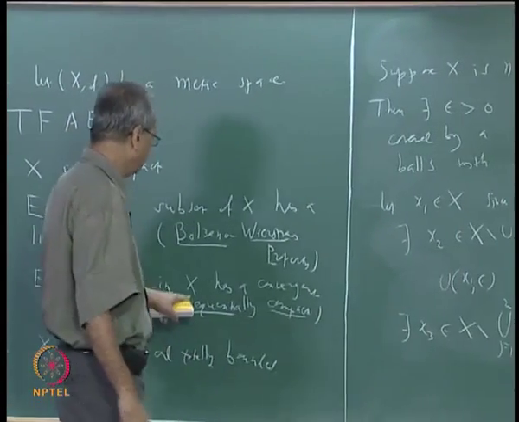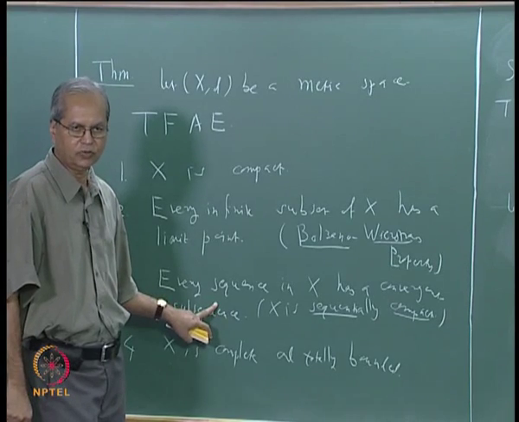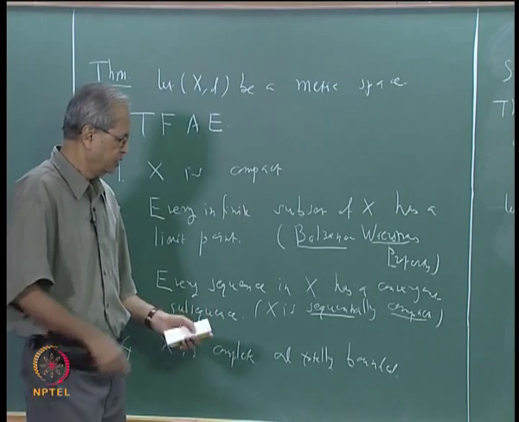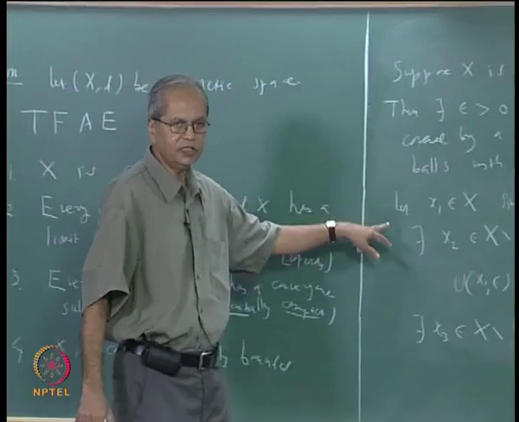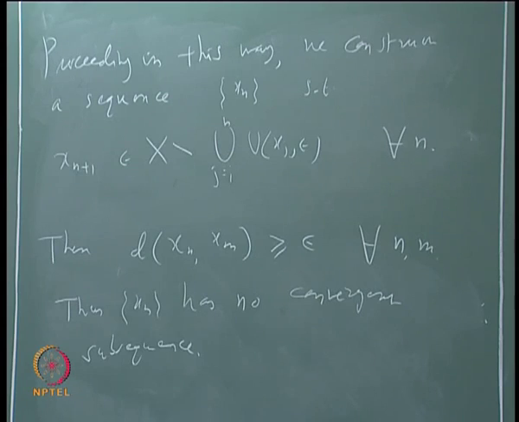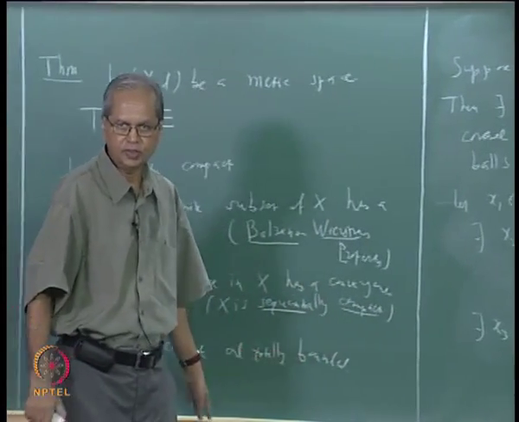We were trying to prove 4 using 3. Our assumption was that every sequence has a convergent subsequence, and we have shown that if x is not totally bounded, we can construct a sequence which has no convergent subsequence. So this must be false. So x must be totally bounded.